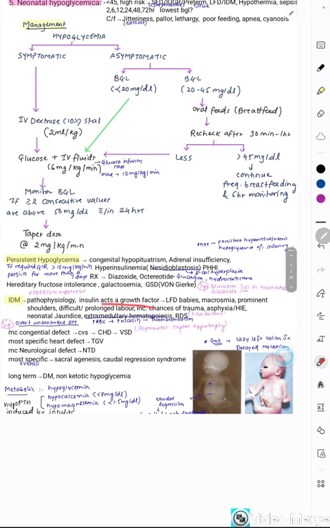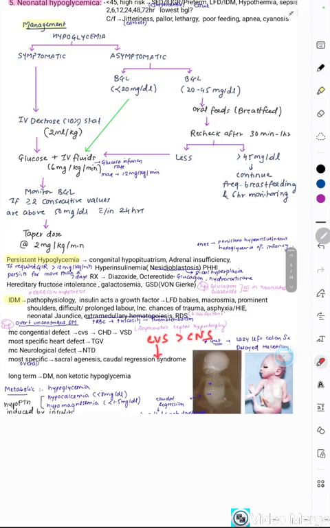The insulin acts as a growth factor in this, and there will be macrosomia, prominent shoulders, difficult or prolonged labor, high chances of perinatal asphyxia, trauma, neonatal jaundice, and extramedullary hematopoiesis. When there is extramedullary hematopoiesis, the viscosity of the blood increases, increasing the chances of thromboembolism. Then, the most common congenital anomaly is related to the cardiovascular system, greater than the CNS.